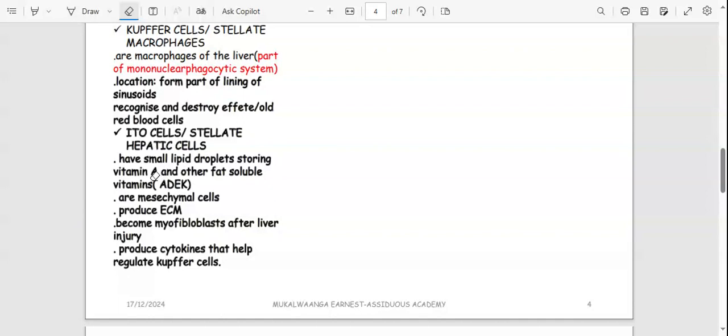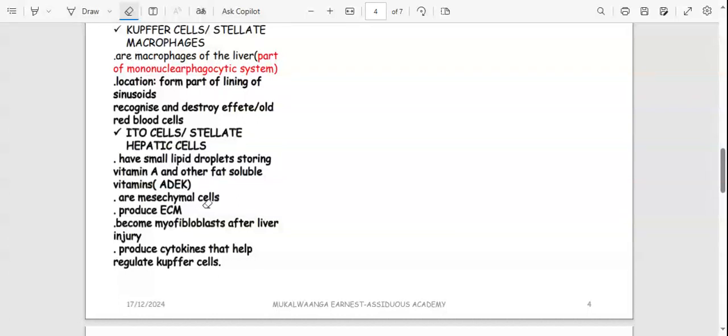They also store other types of fat soluble vitamins, which you can remember by this mnemonic here, ADEK. D, E, and K will also be found, but the main fat soluble vitamin they store is vitamin A. Don't forget that. Apart from storing vitamin A, they're also mesenchymal cells. Mesenchymal cells can change depending on what is needed and form other components of the extracellular matrix.